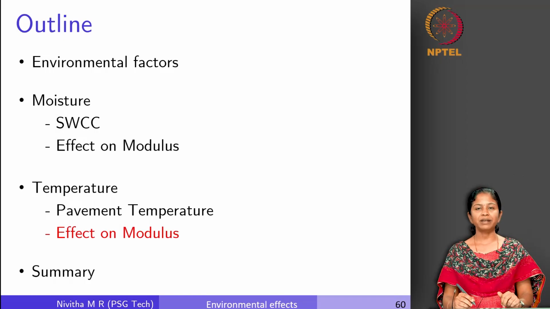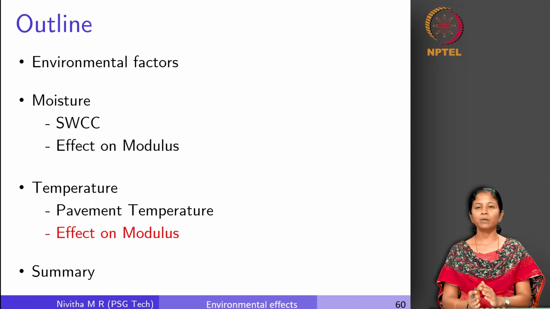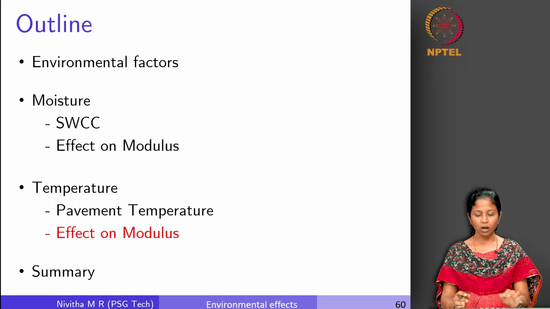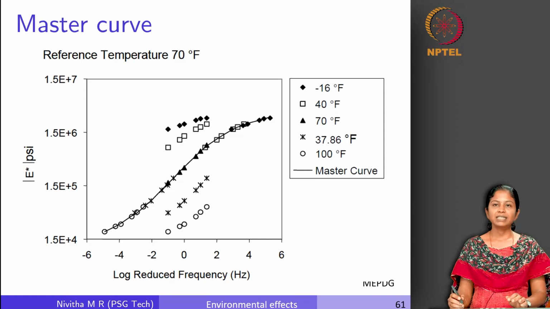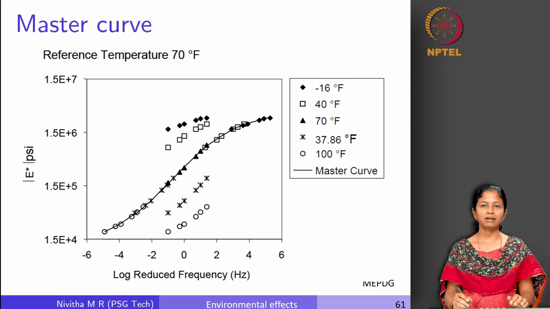Now we will start quantifying the effect of temperature on modulus. So far, what we have seen is the importance of pavement temperature and how to compute it from the air temperature. Subsequently, we are going to see what the effect is on modulus. In MEPDG, the effect of temperature on modulus is usually obtained from a master curve. I hope you know what a master curve is.